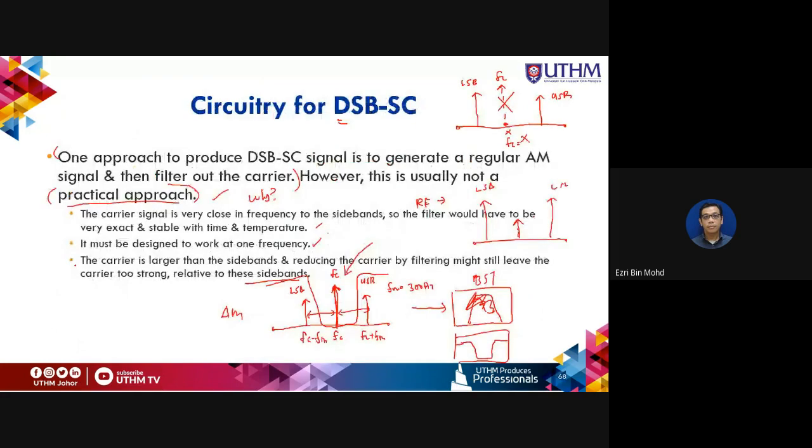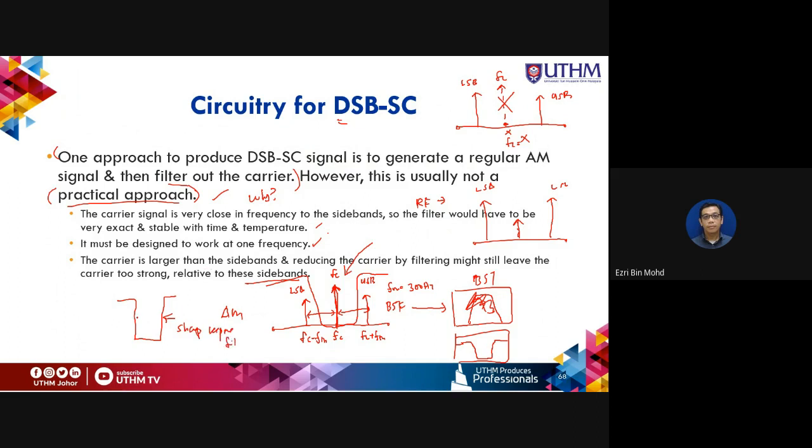This one, if we want to produce double sideband suppressed carrier with a filter, is not usually a practical approach. Not suitable. Why? As I explained earlier, we need a filter or band stop filter that will have a specific or critical behavior to eliminate the carrier only and leave the lower sideband and upper sideband to pass through. So we have to design a very sharp filter response.